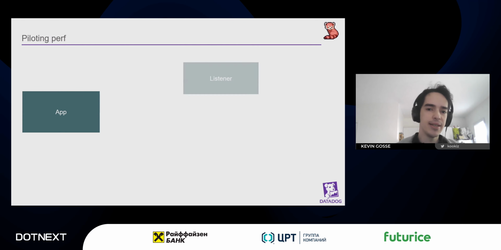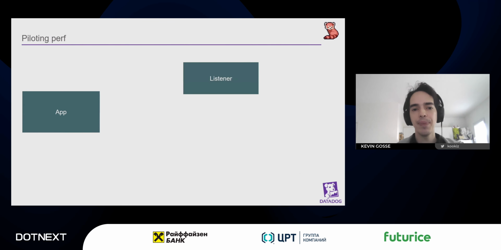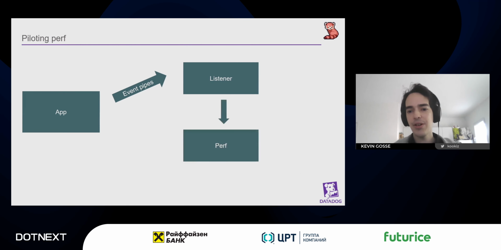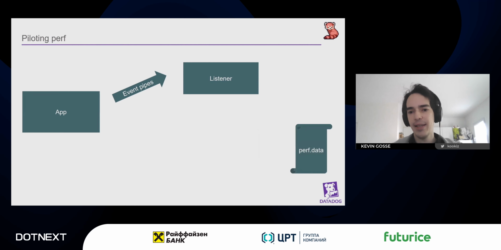So what I did is I wrote a small tool that listened to the GC events from the application through the event pipes, and it recorded them. At the same time, my listener started perf, which captures stack traces from my application. And I ran a short session of perf, just 5-minute sessions. After the 5 minutes, perf would generate a file and exit.